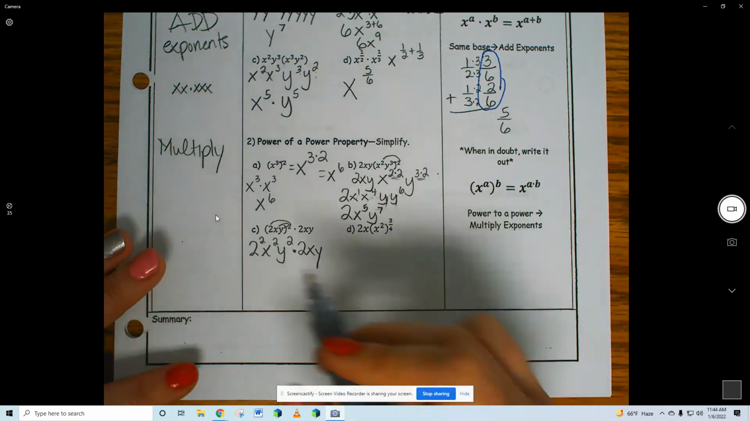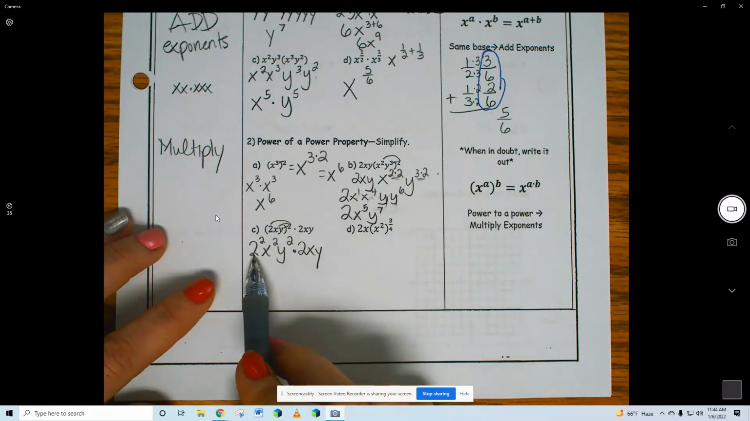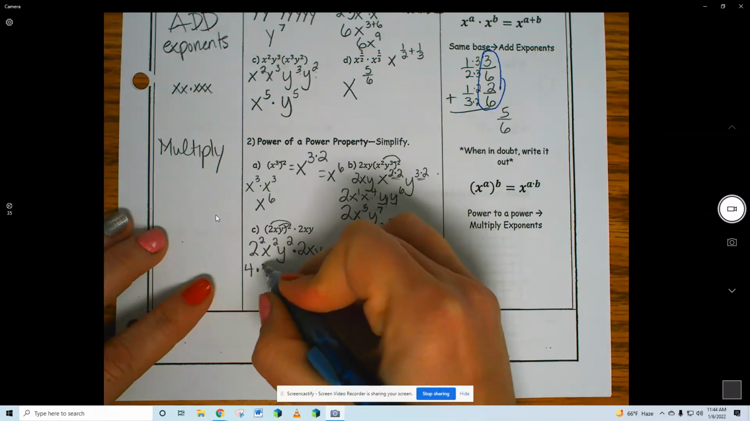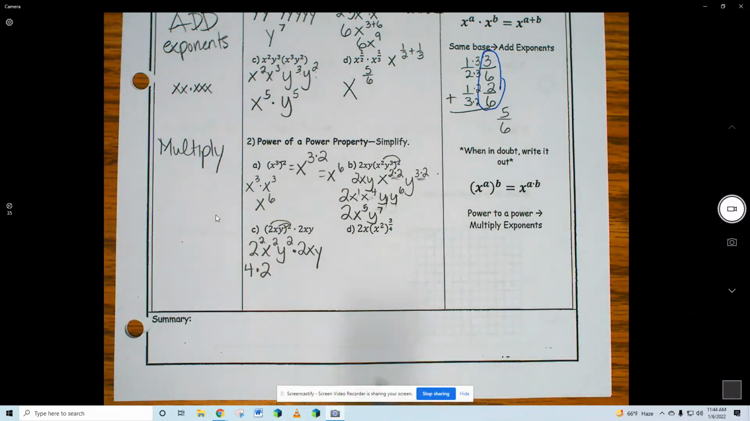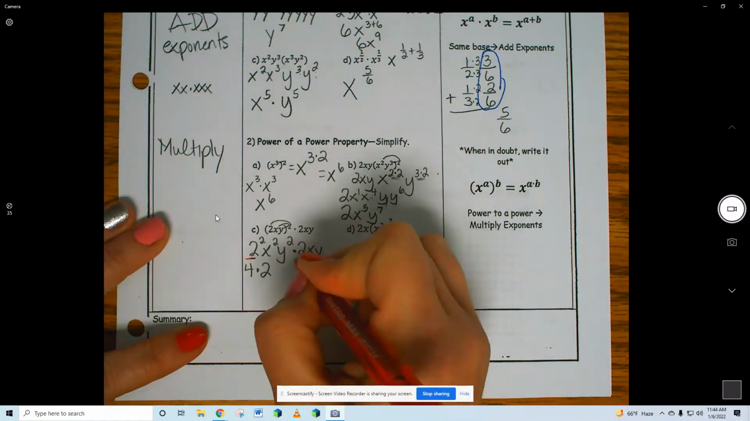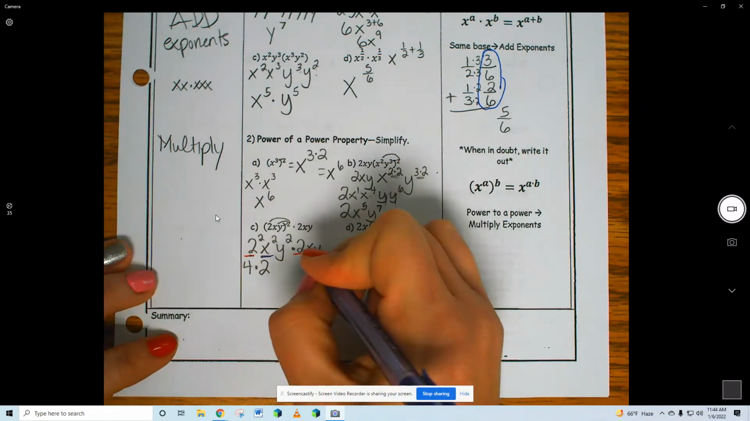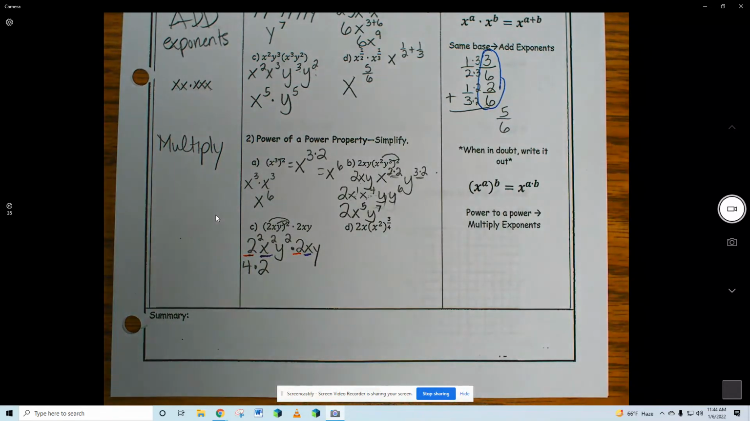All right. Put everything together. I know that 2 squared is what? 4 times 2. Put those together. Do you want me to like underline them, color code them or anything? I can. Red, purple, and green.